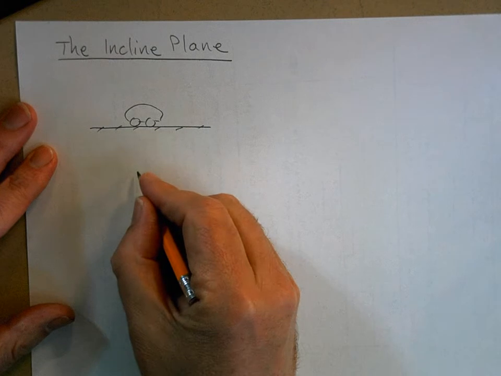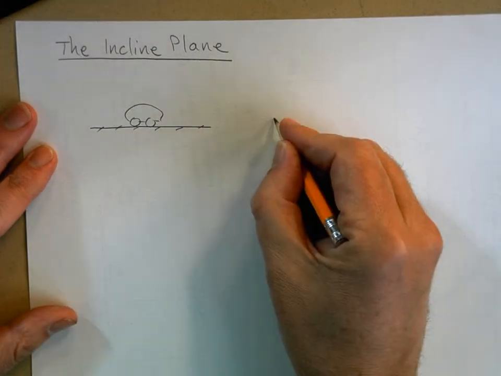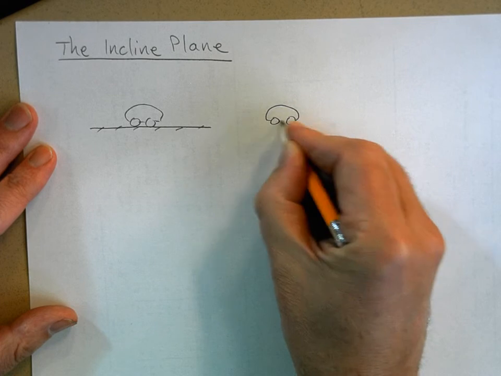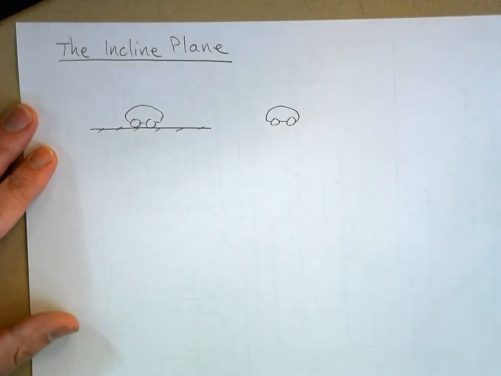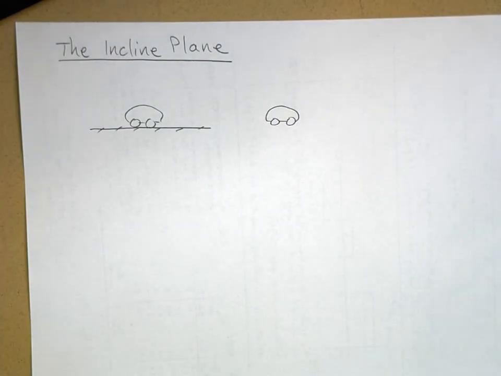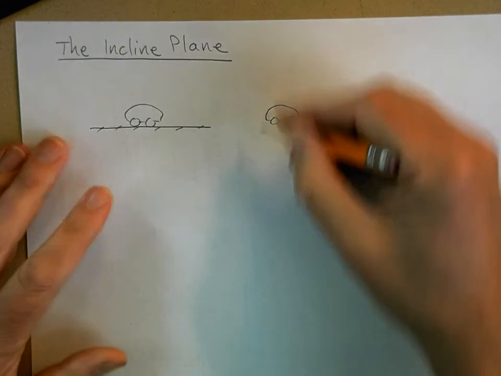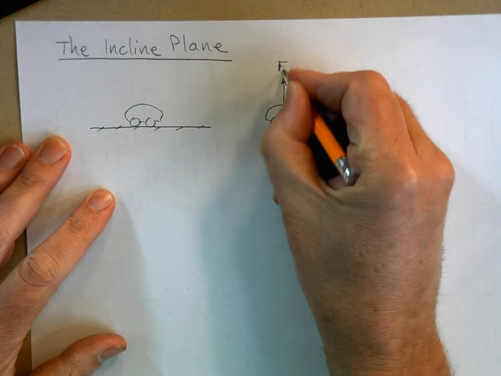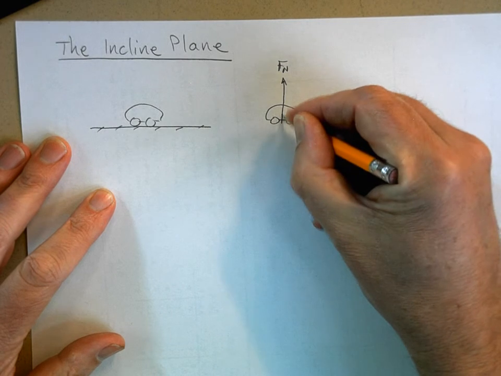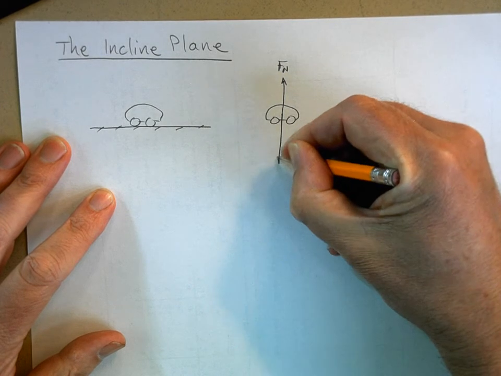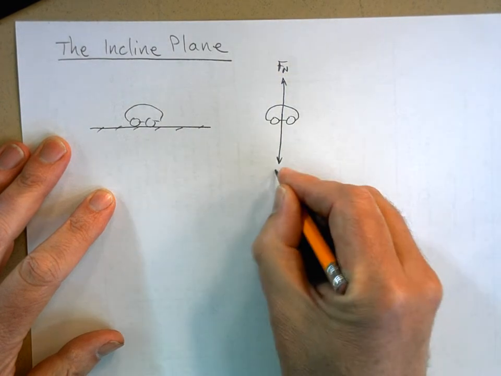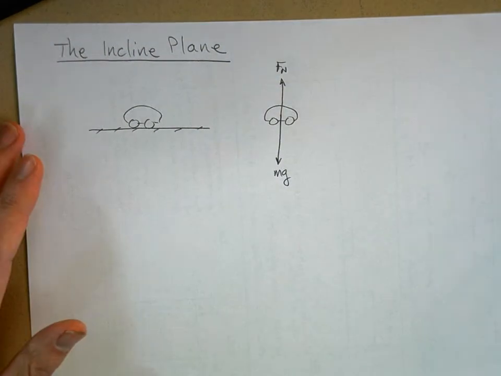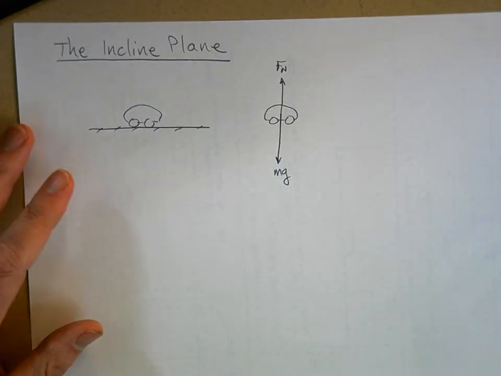Let's draw the free body diagram of this guy. It's really simple. Now I'm going to ignore the four wheels and just say there's only one normal force. That is the ground pushing up on the car. And there's my normal force. And then this has some mass. So we've got the weight of the car, the mass times gravity.